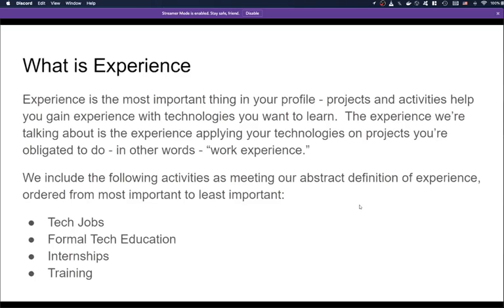Experience. So let's talk about experience. Experience is by far the most important thing on your profile. When we talk about experience, we're defining experience as work experience. Basically things that you're obligated to do rather than wanting to do on your own. So on this list of experiential things, we're talking tech jobs, formal tech education, so college counts as experience, internships, and training.